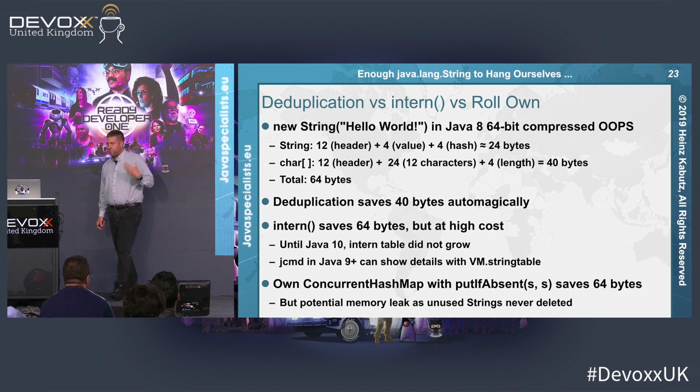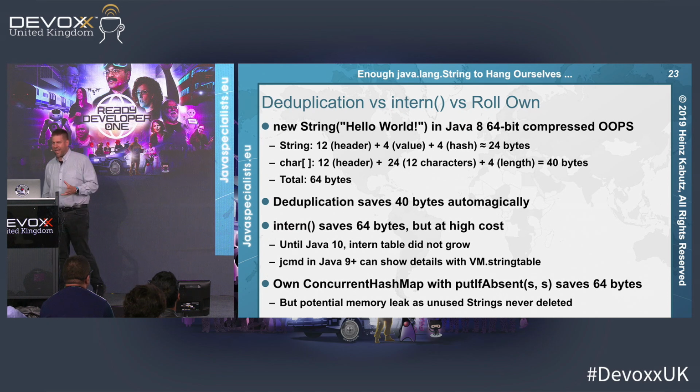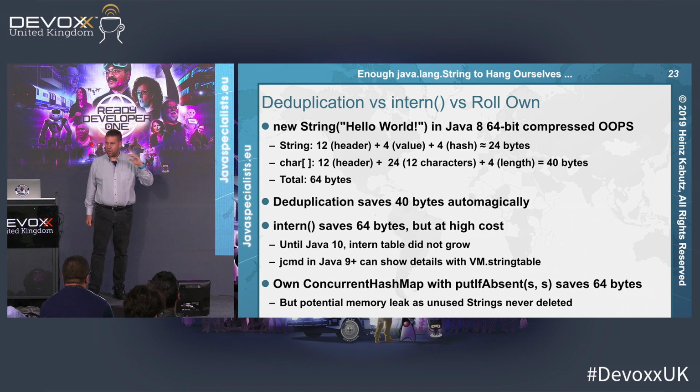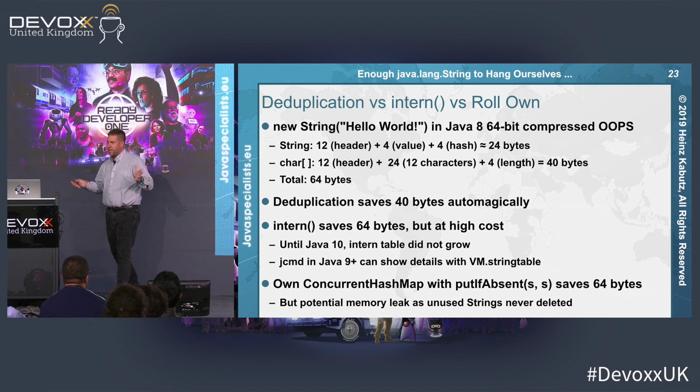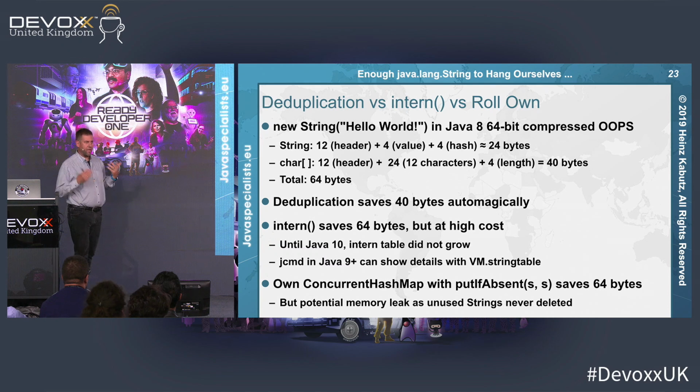Now, deduplication will share the underlying char array. So this means that you're going to save 40 bytes automatically. Intern saves 64 bytes, but at a much higher cost. And in fact, until Java 10, the intern table did not grow. It stayed a constant size. I think in Java 6 it was like 1,000 entries. So once you had more than 1,000, you started having bucket collisions and it became really expensive.